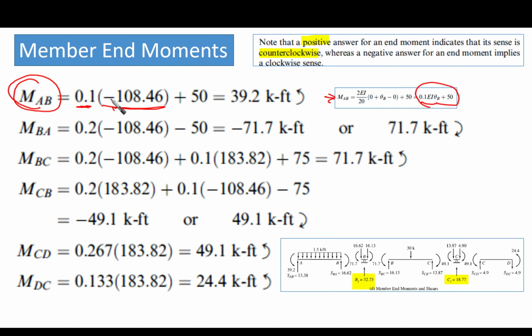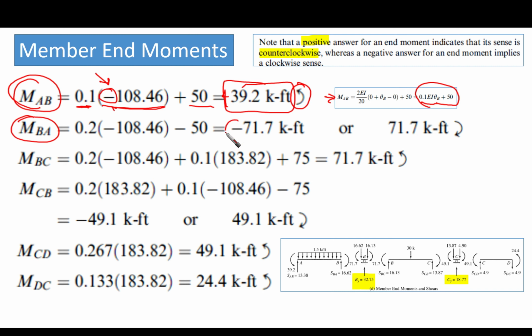Theta B here, it is negative. Take care of the sign. Always, many of you are making mistakes in the sign convention. Okay, and then 50, which is the end here, we are going to find that it gives us something positive, counterclockwise.